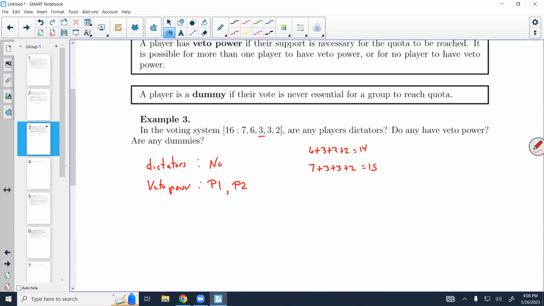Now look at player 3. I can pass it without player 3, right? 7 plus 6 plus 3 plus 2, that's 18. Same with player 4. It's 7 plus 6 plus 3 plus 2 again, 18. And also player 5, because I have 7 plus 6 plus 3 plus 3, which is 19. So player 1 and player 2 are the only two with veto power. That makes sense?